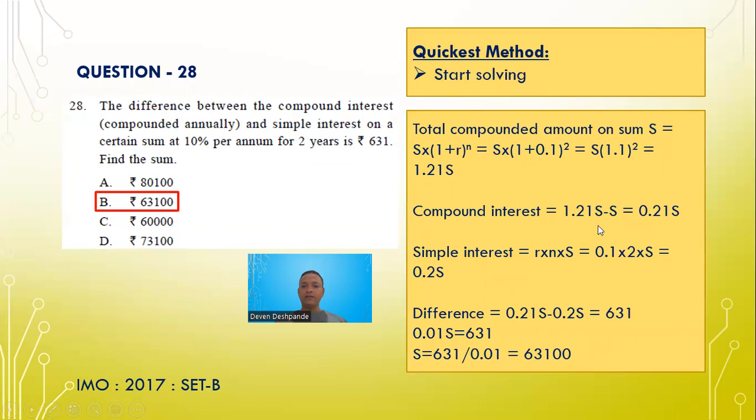So compound interest earned is 0.21 S, simple interest is 0.2 S. So the difference is 31. So the difference will be 0.21 minus 0.2.